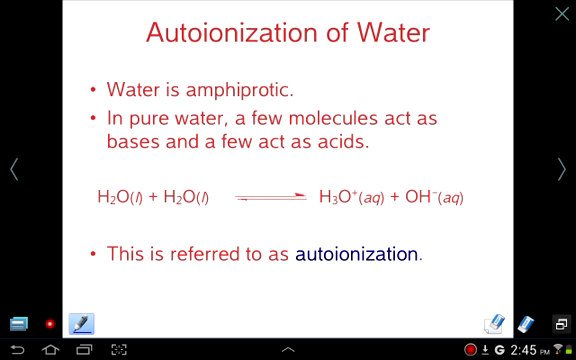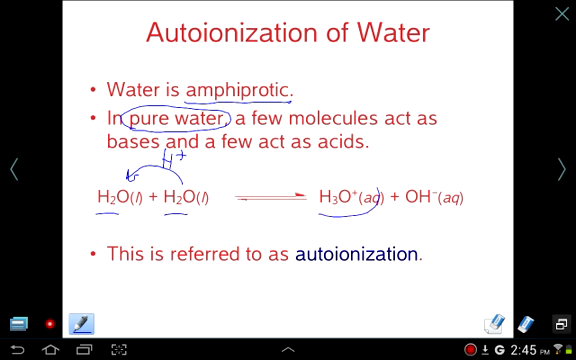We said earlier that water is amphiprotic, which means it can act as both an acid and a base. Whenever you have pure water, if you have a glass of absolutely pure water, it turns out that in that glass you have two water molecules interacting with each other, one acting as an acid, the other acting as a base. In this case, it looks like this water molecule is giving up the H+ to the other one, and you end up with a conjugate acid and a conjugate base.